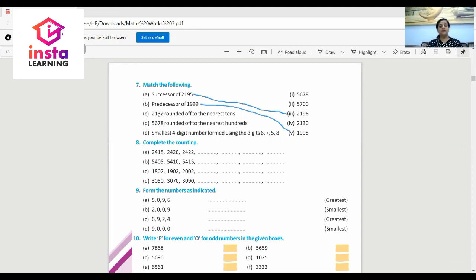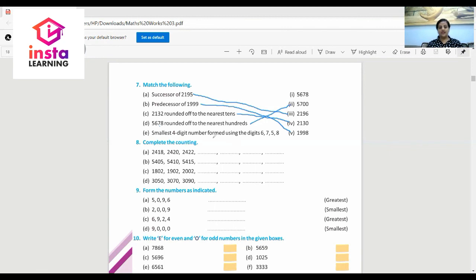1000. 2132 rounded off to the nearest tens. Nearest tens, it will be 30 because it is 2 at ones place. So 30 is 2130. 5678 rounded off to the nearest 100. For hundreds we see 7, so the answer will come: 6 is going to be added with 1 and it will become 5700.